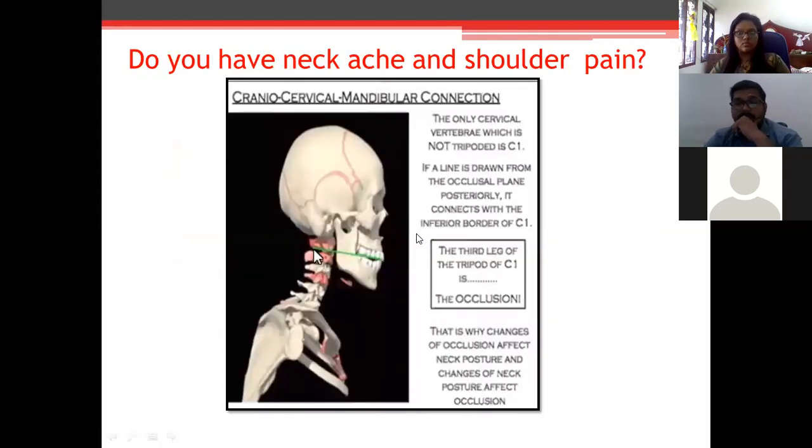Actually, from cervical vertebrae C1 to C7, except C1, all other cervical vertebrae are tripoded because they have 3 legs. So occlusion is considered the third leg for C1. I have seen so many CTs with temporomandibular joint disorder. There will be a disruption in the C1 C2 junction, that atlantoaxial junction. So occlusion is considered the third leg of C1.